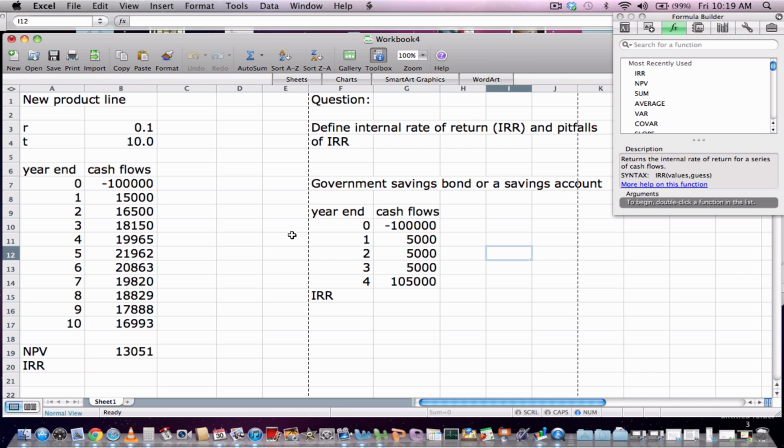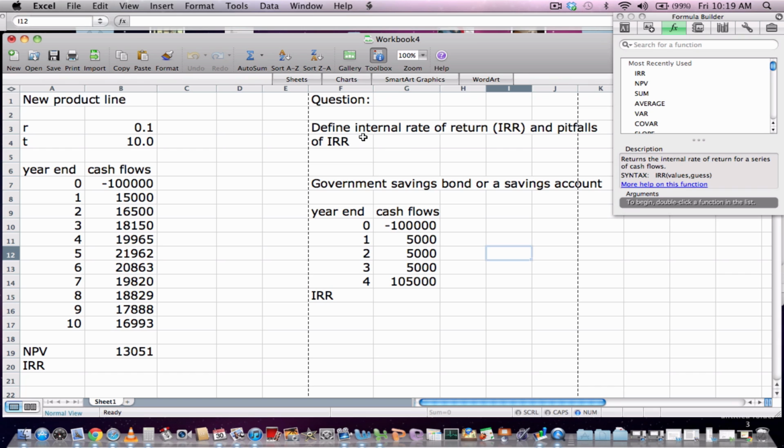So first, what I want to do is look at this set of cash flows. You can think of this as a government savings bond or a savings account where you invest $100,000, and from year 1 to year 3 you get $5,000, and then in year 4 you retrieve your initial investment plus $5,000.